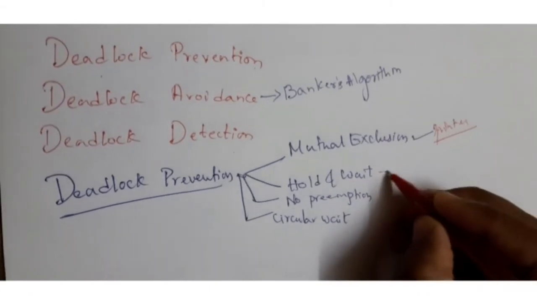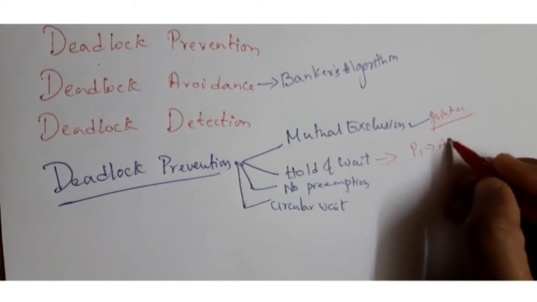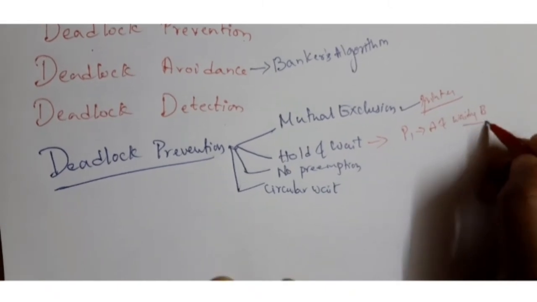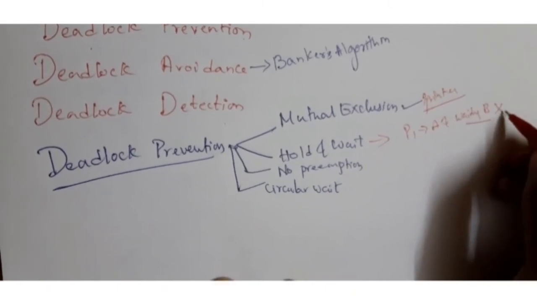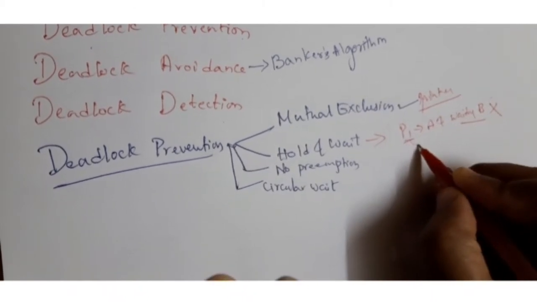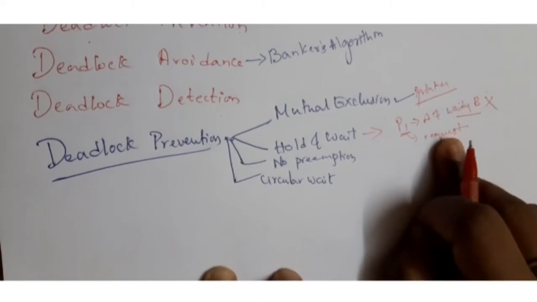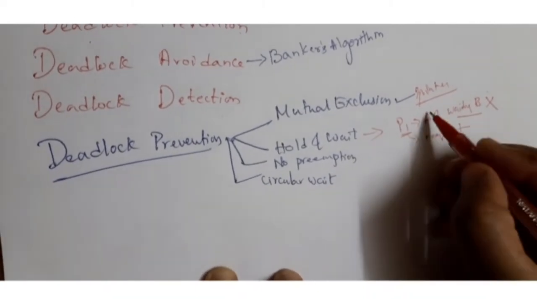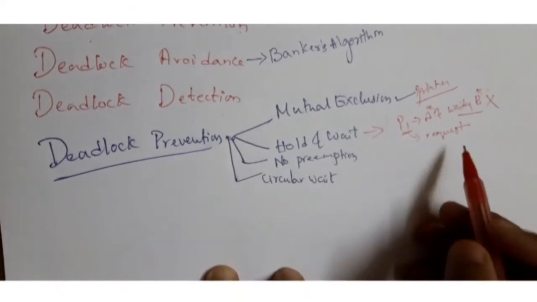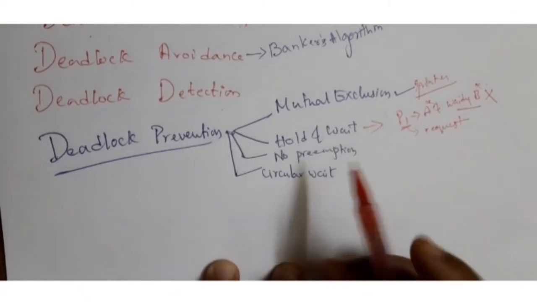That is, as you have seen earlier, process P1 was holding resource A and then waiting for resource B. Such a condition should be removed, so that each process, whenever it wants to request a resource, should request only if it is not having any of the resources in it. In such conditions also, we can remove the hold and wait condition.